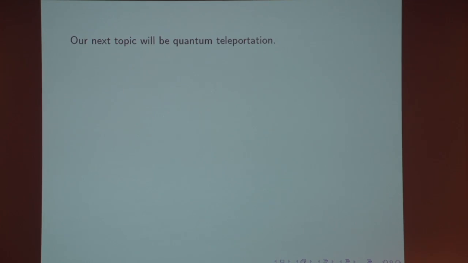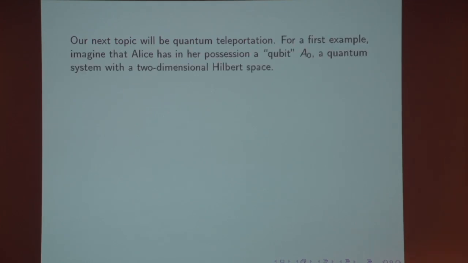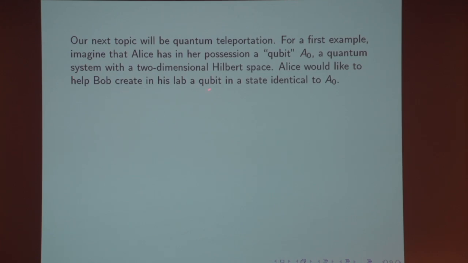So instead, we'll use the last 5 minutes on quantum teleportation. The elementary example of teleportation is that Alice has in her possession a qubit A0, which is a quantum system with a two-dimensional Hilbert space. She'd like to help Bob create in his lab a qubit in a state identical to A0.